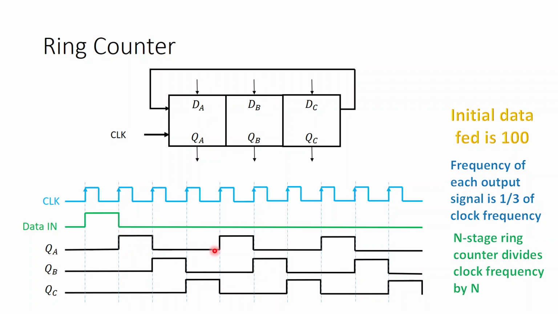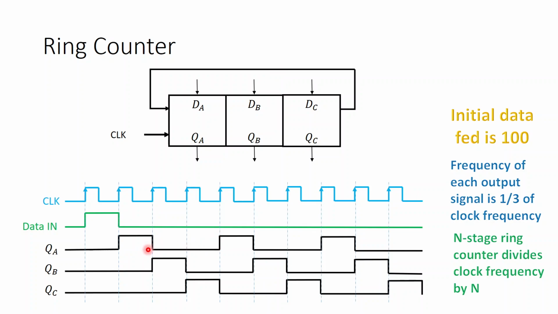And here what we see is basically the repetition of this 100 word which we had fed. It is kept circulating in the shift register. That is why it is called a ring counter. It is like a ring. It is coming back.